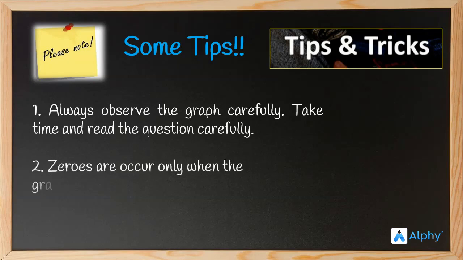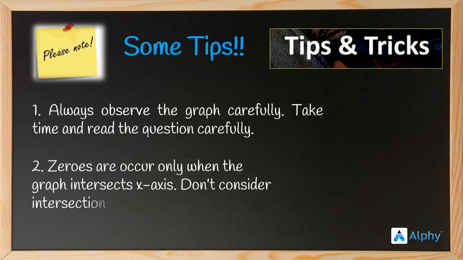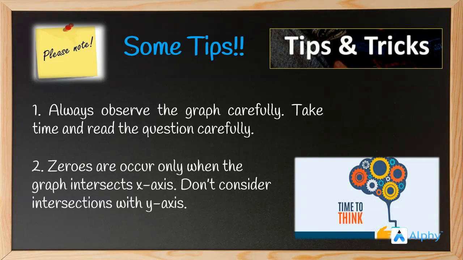Zeros occur only when the graph intersects the x-axis. Don't consider intersections with the y-axis. So zeros occur only when the graph is going to intersect the x-axis. If your graph is intersecting the y-axis, that is not going to be a zero. Please keep this in mind.